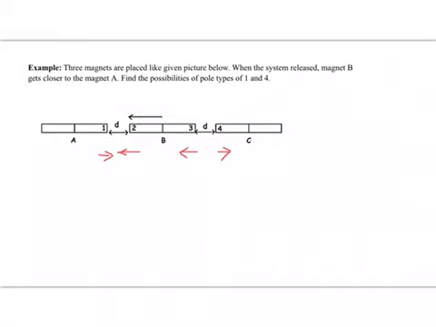As A attracts B, if 1 is north, then 2 should be south. So 3 should be north. As 3 repels 4, this should also be north. If 1 is south, then 2 must be north because they attract each other. Then 3 is south. As 3 repels 4, 4 should be south.